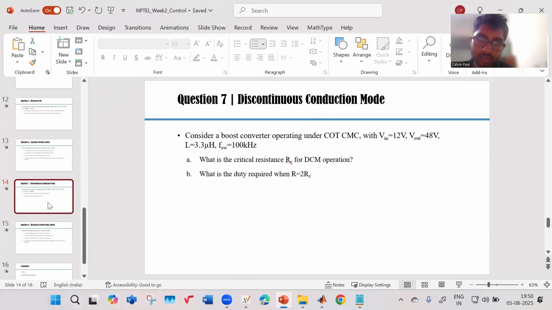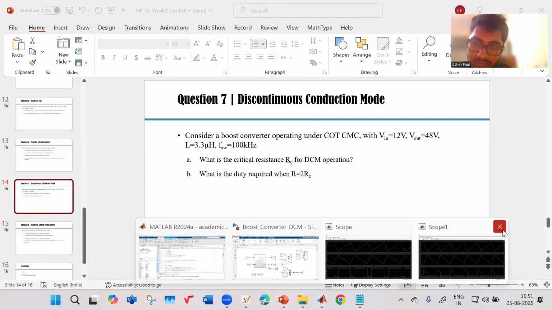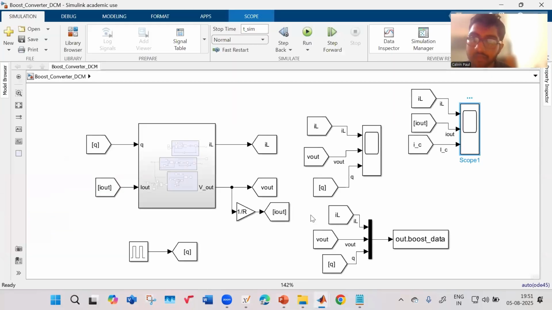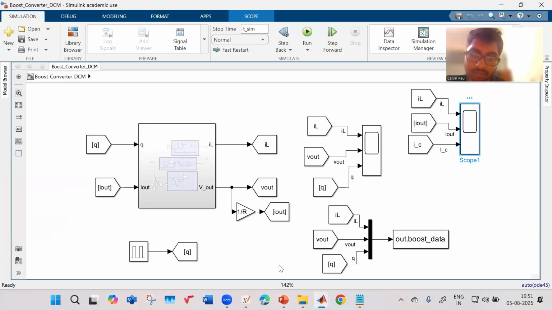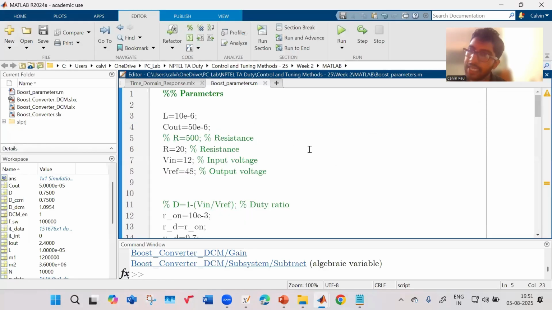So let's simulate this in MATLAB. Sir has been demonstrating MATLAB extensively. I'll also suggest that you guys do the MATLAB simulations. It's very useful, very practical. You would use it in your projects, you would use it in your research. And it's required. The concepts will really get strengthened when you do it.